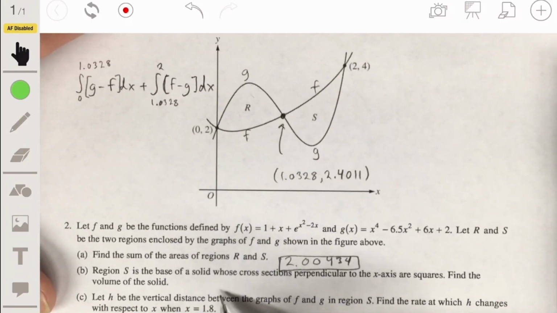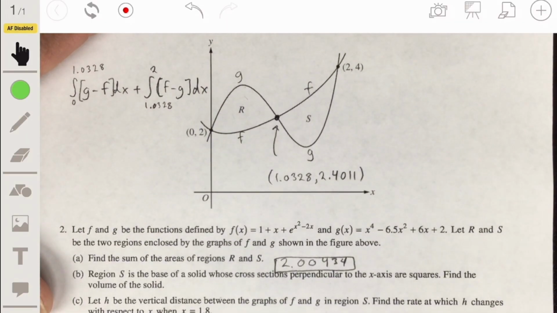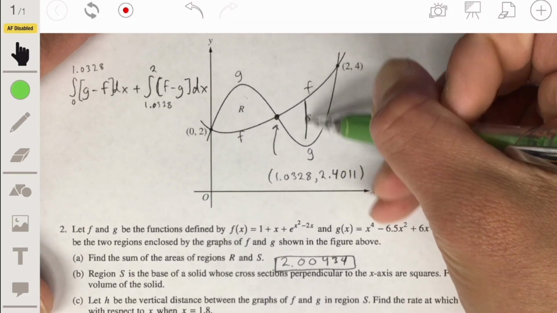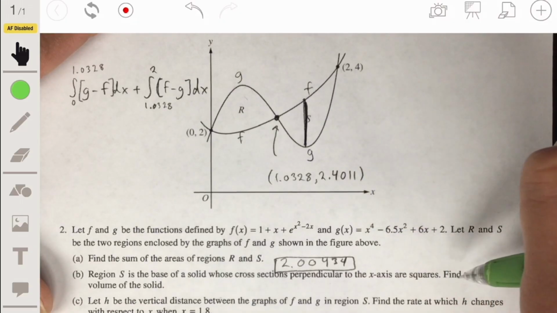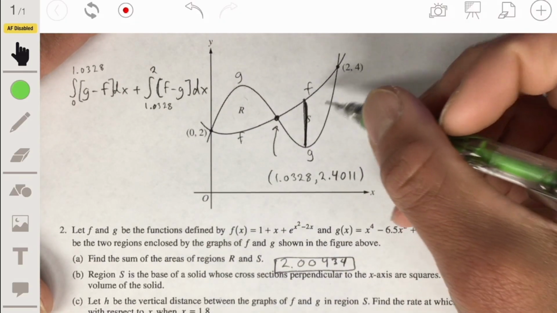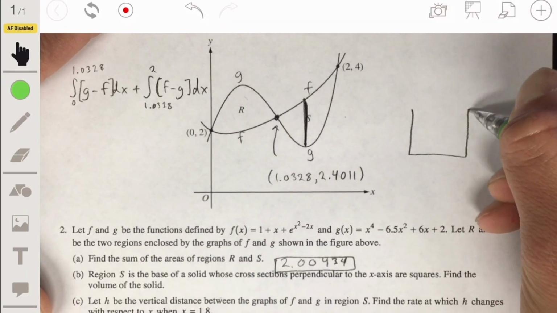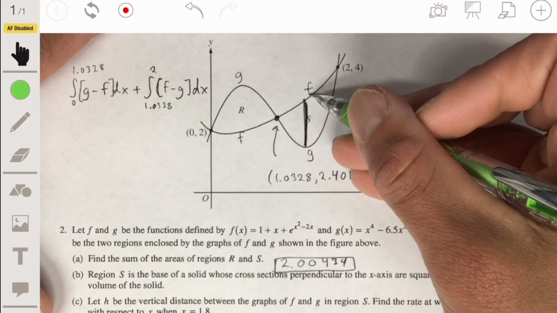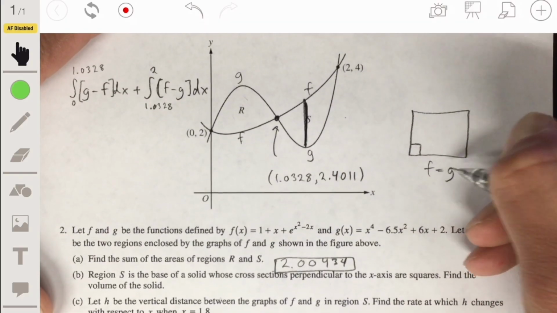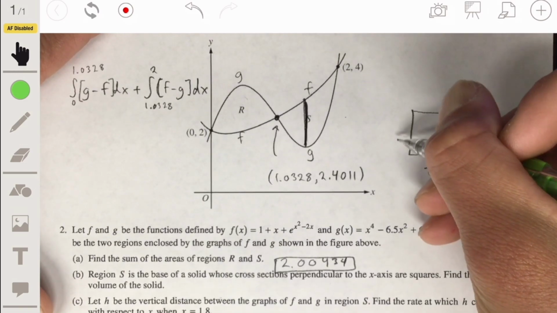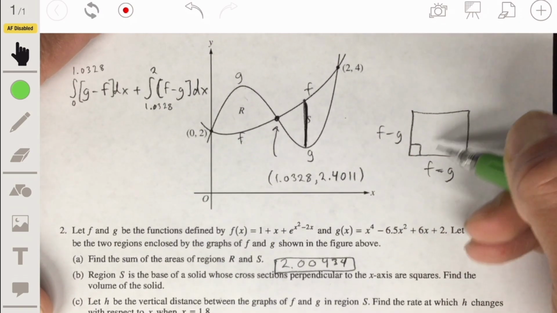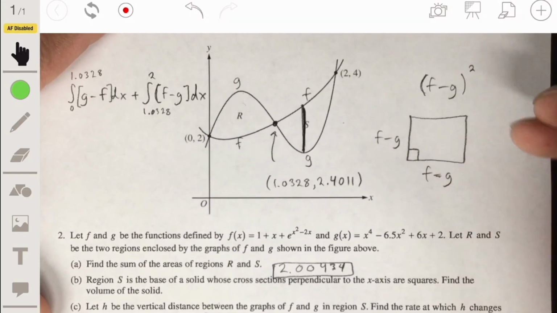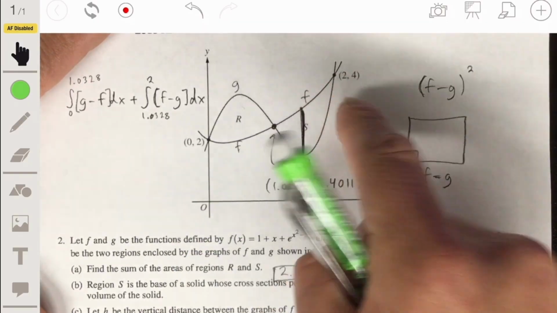Okay, part B. Region S is the base of a solid whose cross sections perpendicular to the x-axis are squares. So this will be like the side of the square from here to here. Find the volume. So what's going on here is that you have a square where the side length is f minus g, from here to here. So the area of this square will be just f minus g squared. And you're going to set up an integral from this point to 2.